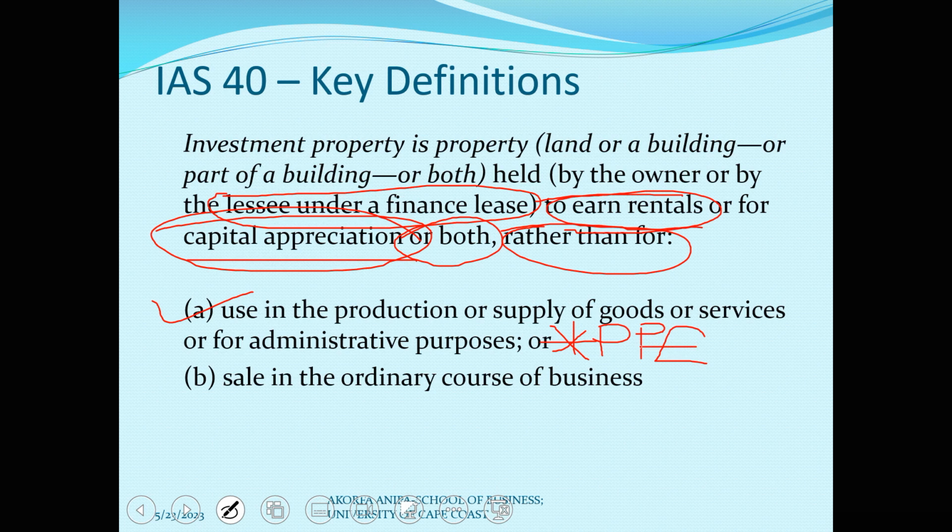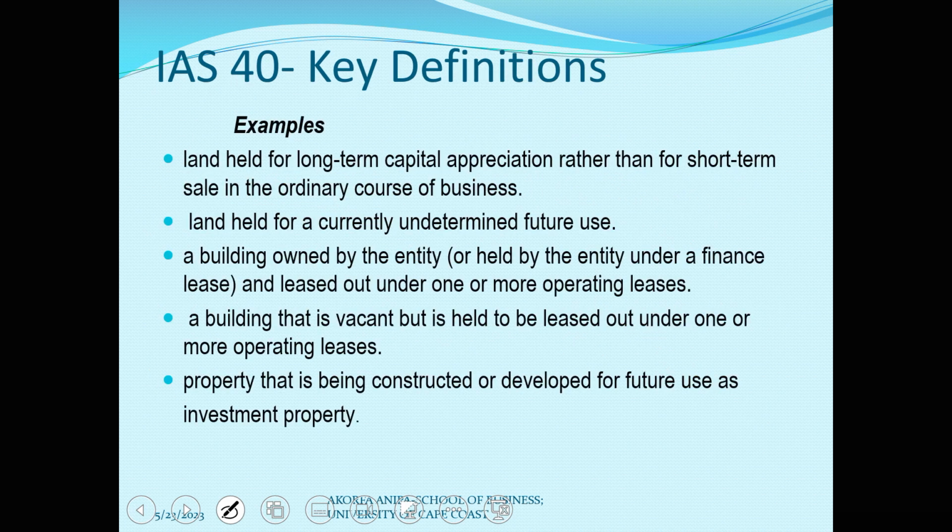So if you are holding property for sale in the ordinary course of business, then you are talking about IAS 2. So that's how you define investment property and differentiate it from other property. This is just to emphasize that there are other property, but the ones that are called investment property is a property that is land or a building or part of a building or both, held to earn rentals or for capital appreciation, and they are not being used for these other purposes.